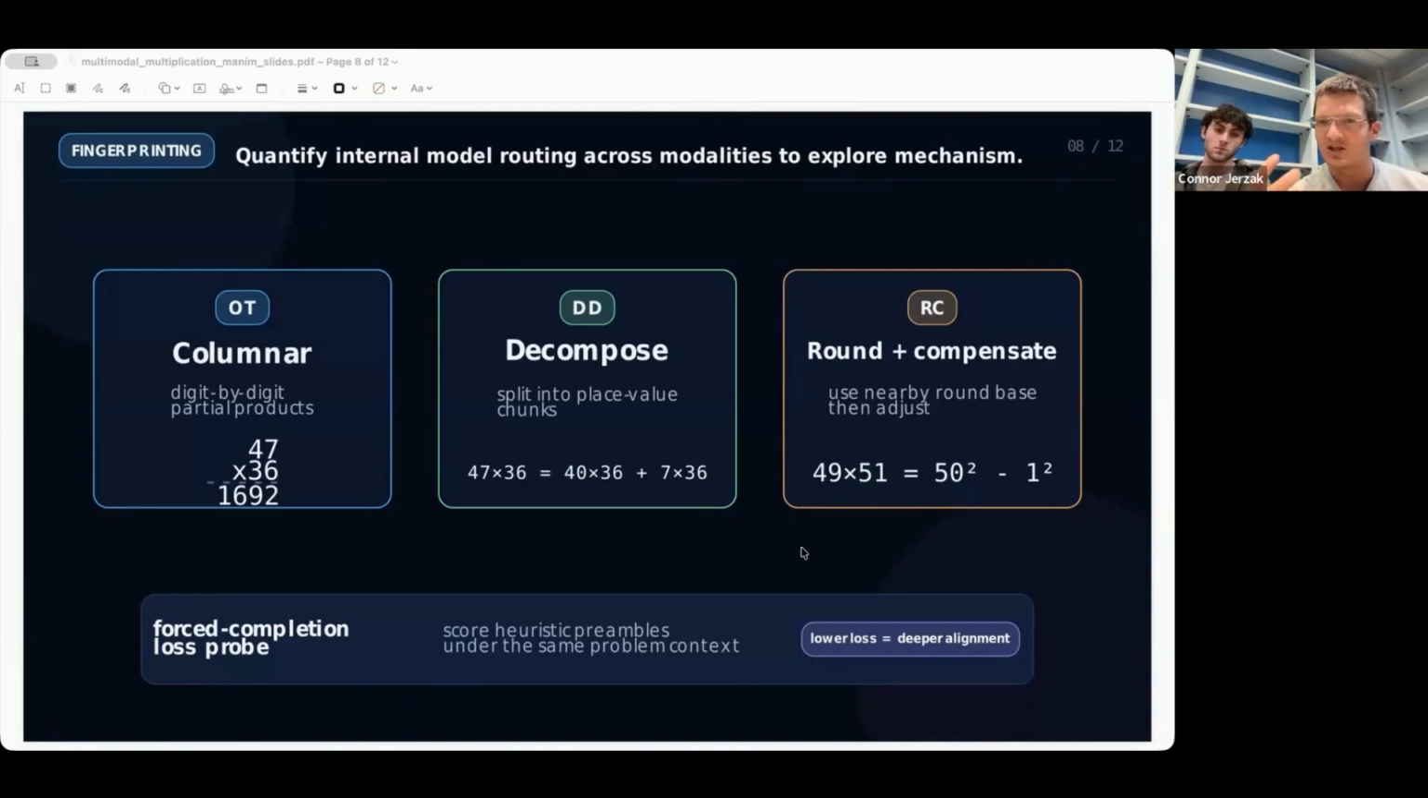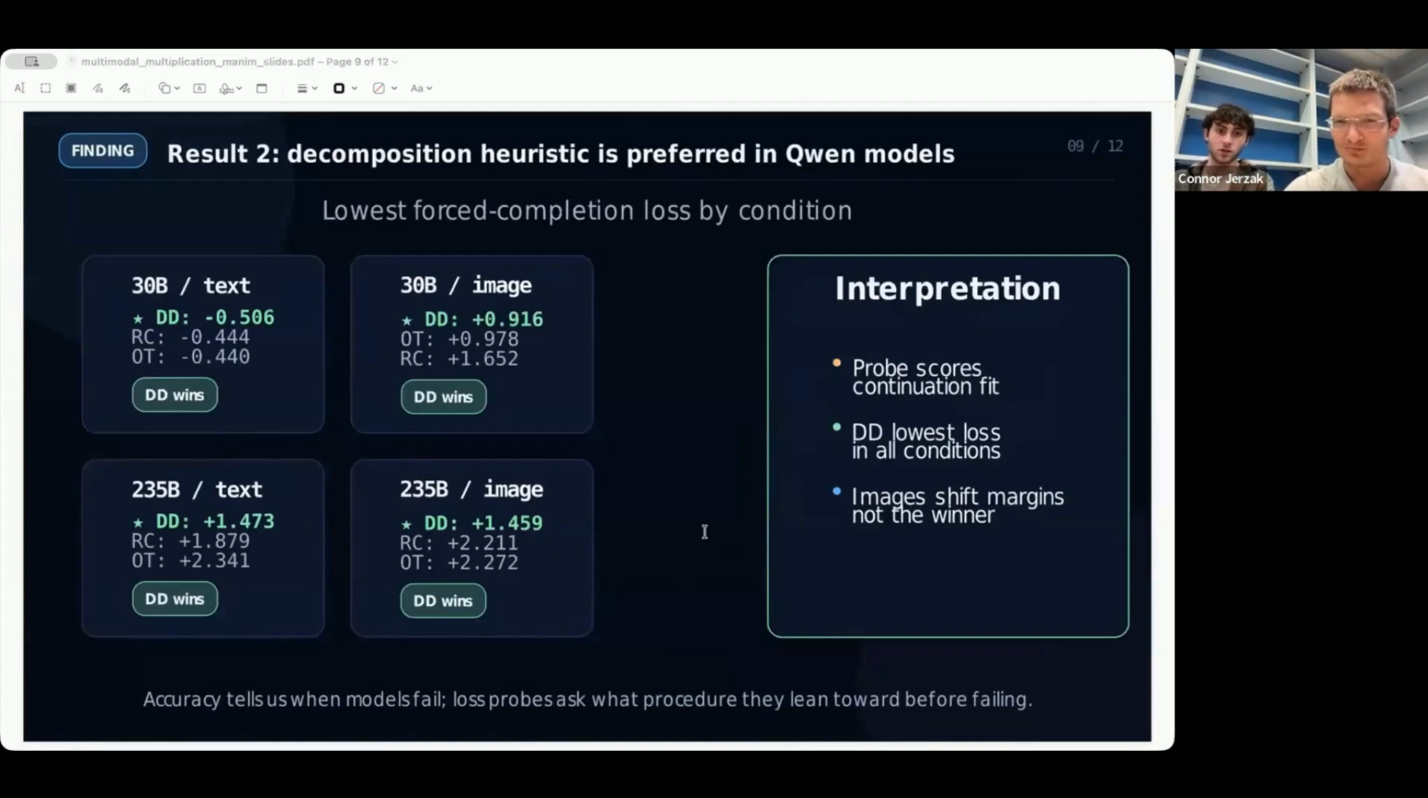This is going to ask what computation style does the model's internal routing seem to prefer? And the answer is actually surprisingly consistent. Across Qwen 30B and Qwen 235B and across text and image, decomposition has the lowest forced completion loss. So for Qwen 30B text, DD beats the neutral baseline by about 0.506 loss points. In image, DD is still the least costly heuristic. And for 235B, the heuristic prompts sit above neutral, but DD remains the lowest loss.